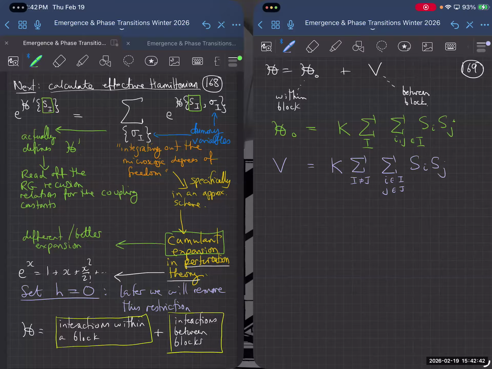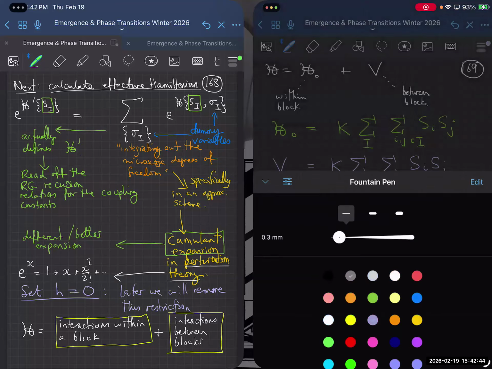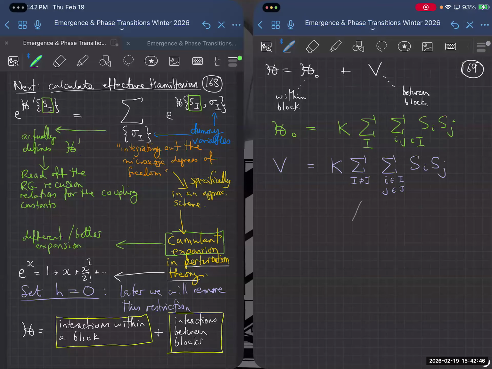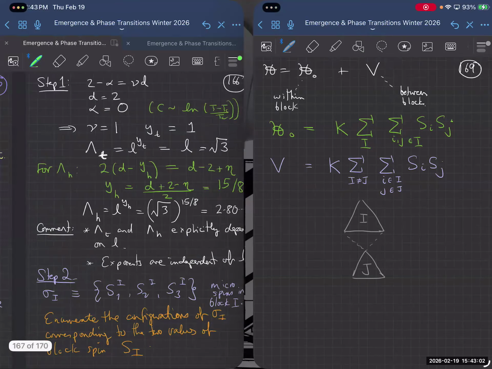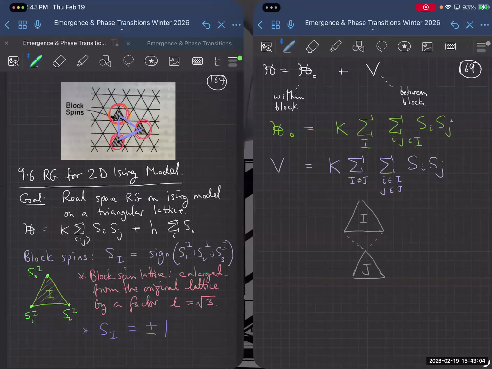So that is my picture. Let me draw this for you now in cartoon way. So here is block spin I, and then here is block spin j. They're on this triangular lattice. Remember the triangular lattice that we drew a few pages back? There's the picture over here. So what I've drawn here is just like a subset of the picture on the left.